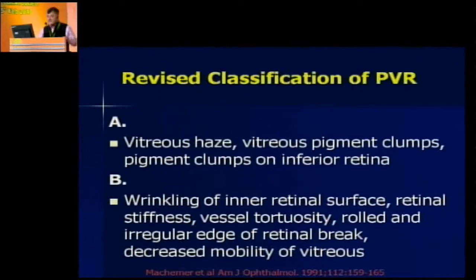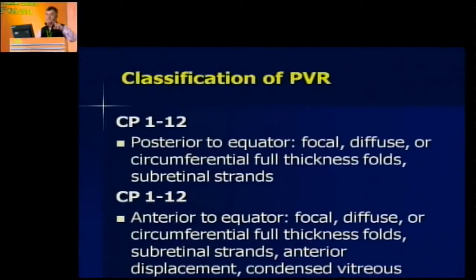And the revised classification was subsequently put because the anterior proliferative vitreoretinopathy was not addressed at all in the previous classification. So in the beginning it is the same, but then that is the way it is divided, CP 1 to 12. That means this is posterior to the equator, either you have a focal, diffuse or circumferential full thickness folds, and there may be subretinal bands. And if the similar thing is happening anterior to the equator, which may again be focal, diffuse or circumferential with full thickness folds, and you have condensed vitreous, then of course that is anterior PVR. So this was addressed subsequently. Still, most of us use the older one, and that is the way we tend to.